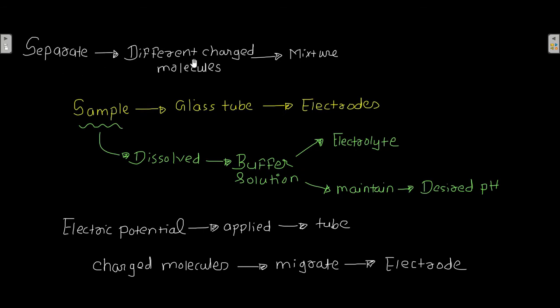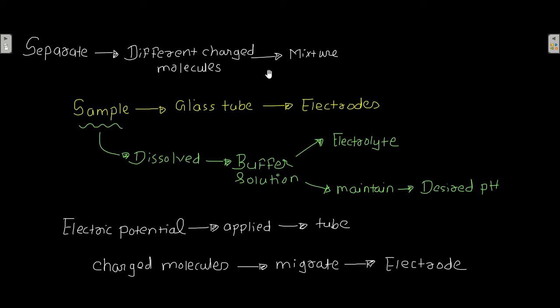Now, in this technique we are trying to separate different charged molecules in a mixture. And how do we do that? Well, we put that mixture of different charged molecules as a sample in a glass tube, and that glass tube is connected to electrodes. That is how you do the moving boundary electrophoresis.